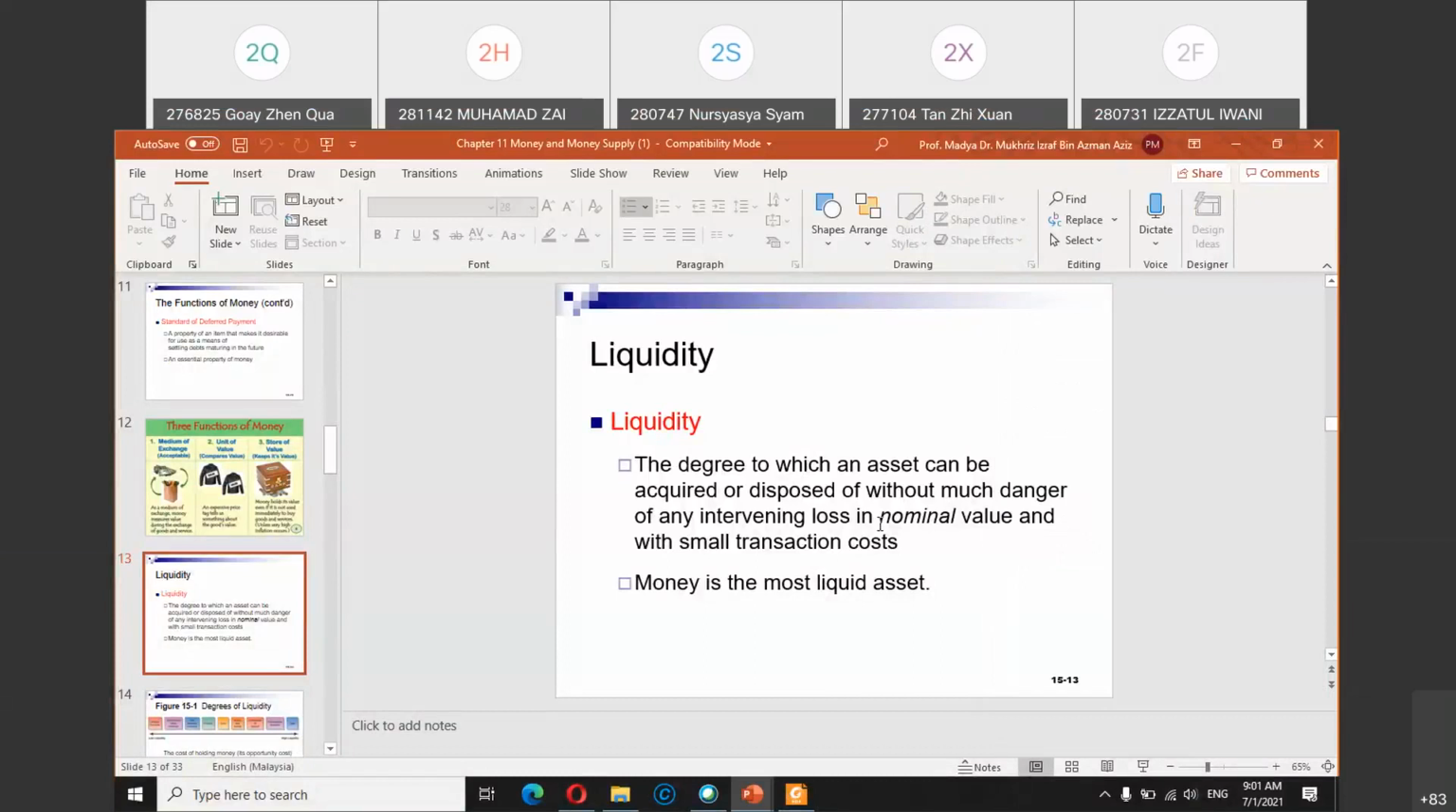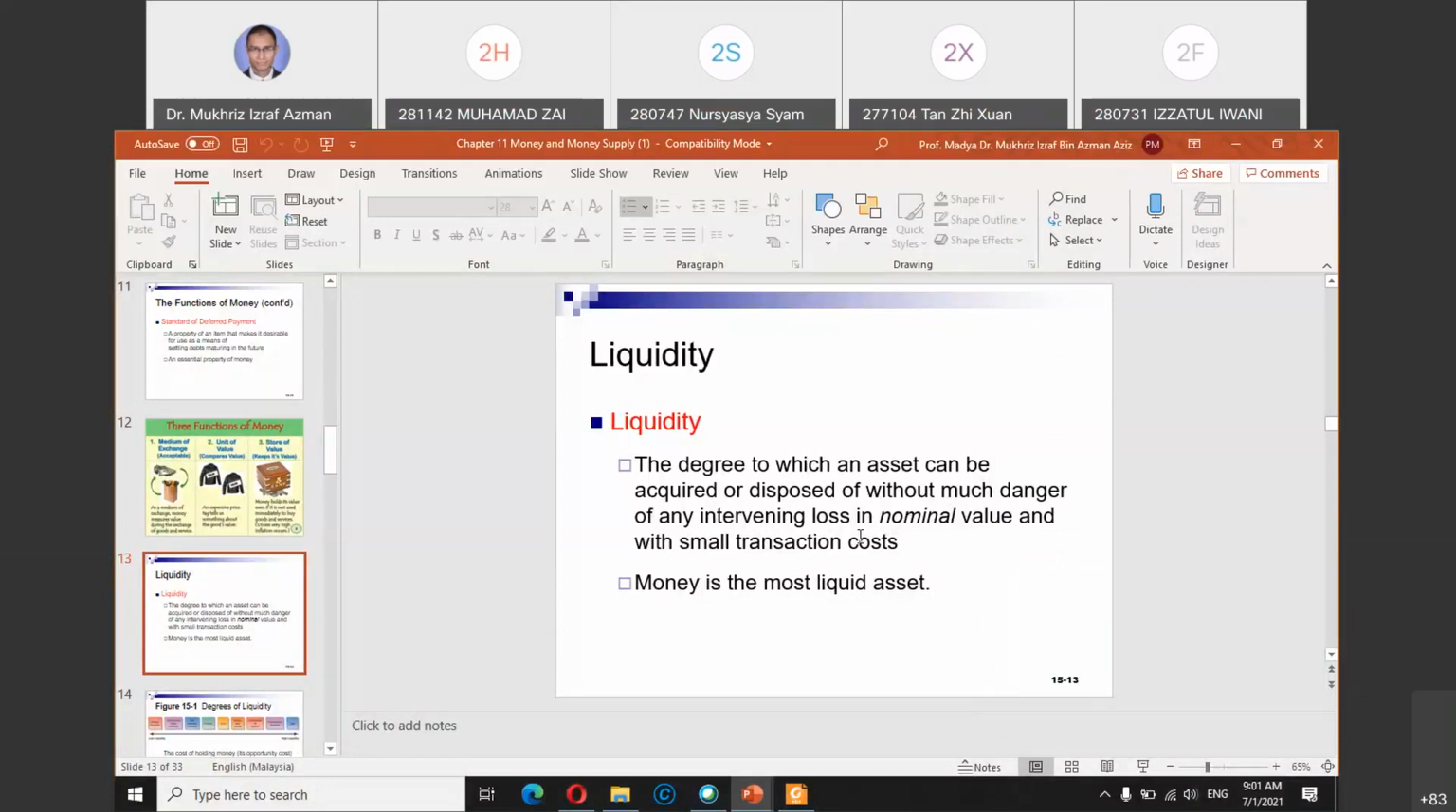Okay, and then you have liquidity. Liquidity means how liquid your asset is. It is the degree to which an asset can be acquired or disposed of without much danger of intervening loss in nominal value. Liquidity is, if you own something and you want to sell that thing, how easy it is to sell off your item.